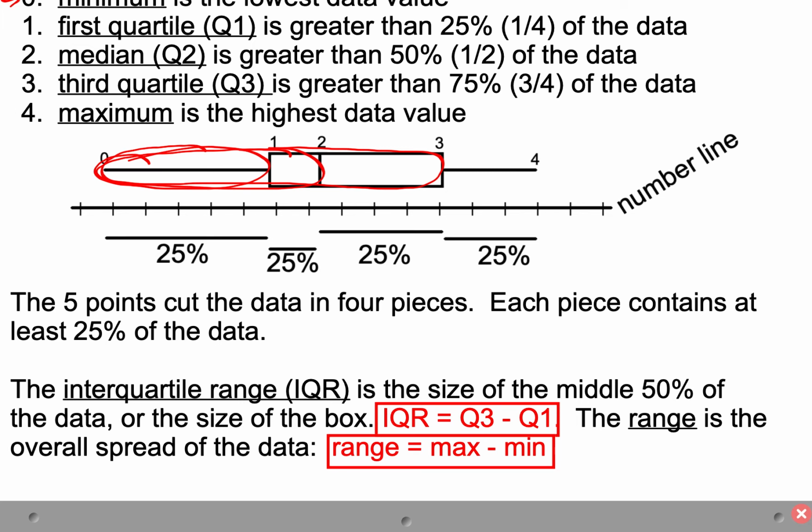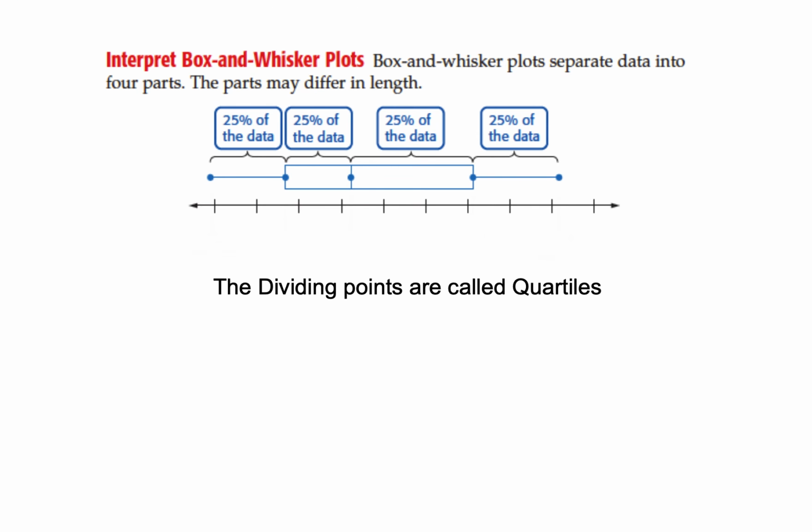And there are 2 other things that you'll need to know how to calculate. The interquartile range, it's the size of the middle 50%. In other words, it's the size of the box. And you can get it by doing Q3 minus Q1. The range is the spread of the data. It is the length from whisker to whisker, all the way from end to end.